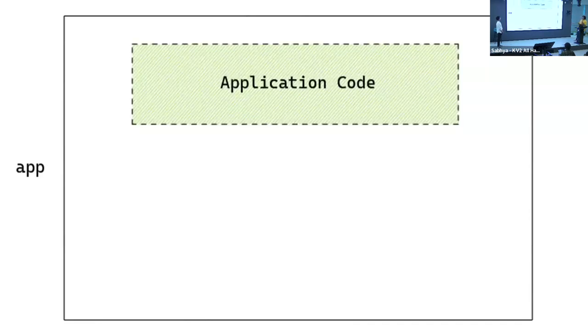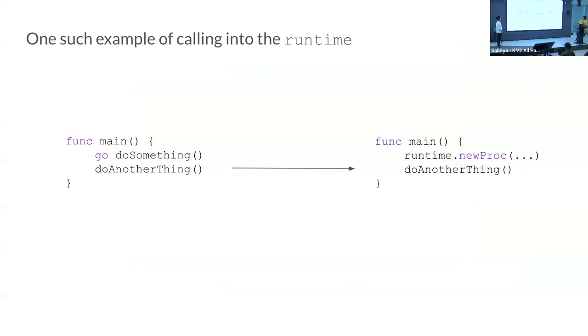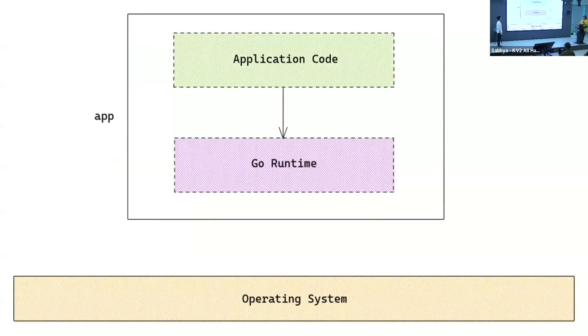We have the application code and we have the Go runtime. The application code typically calls into the Go runtime. When I say calls into the Go runtime, this is what it might look like. When I compile this program, it gets compiled into a runtime function called runtime.newproc. This is what is used to create a new goroutine. So this is one example of how your application code might call into the Go runtime. And then you have your underlying operating system, and the Go runtime interfaces with it. And this is where we're going to have a lot of fun today.